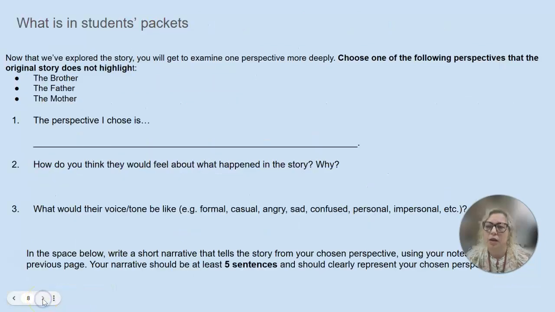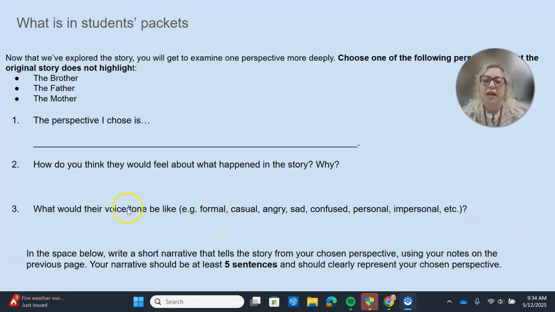Okay? So in your packet, you're going to pick the brother, father, or mother, and think about how they would feel about what happened in the story and why. And what would their voice be like if they were to tell this story? And then write a short narrative of at least 5 sentences from the point of view of this character. All right, good luck to you as you work on this, and let us know how we can help.